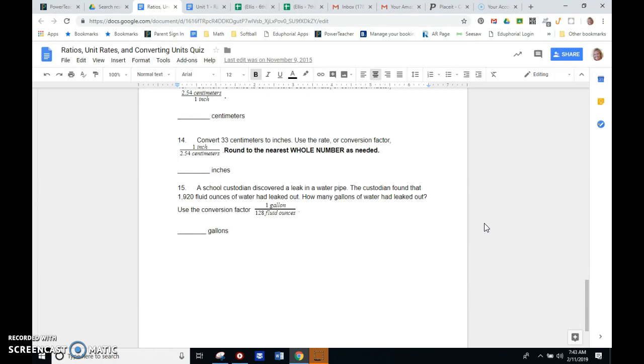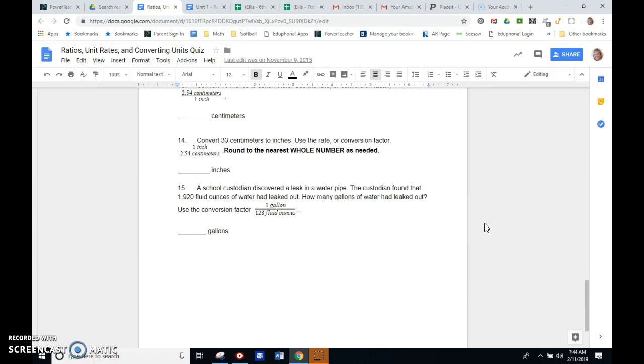Number 14. Convert 33 centimeters to inches. Use the rate or conversion factor 1 inch to 2.54 centimeters. Round to the nearest whole number as needed.